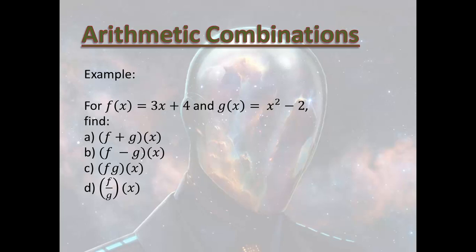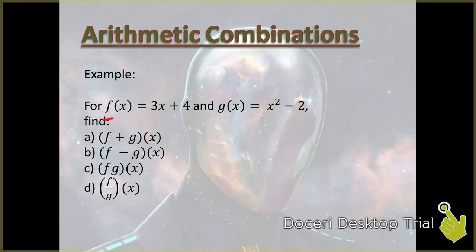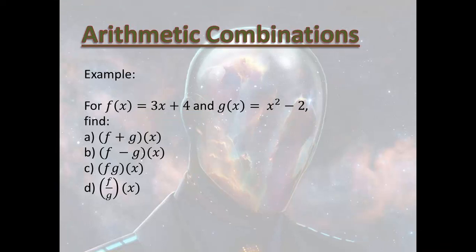Let's say that we have two functions. f of x is equal to 3x plus 4. g of x equals x squared minus 2. I'm going to do four parts. First I'm going to take the sum, then the difference, then I'm going to multiply, then I'm going to divide. So I'll take those each one at a time.